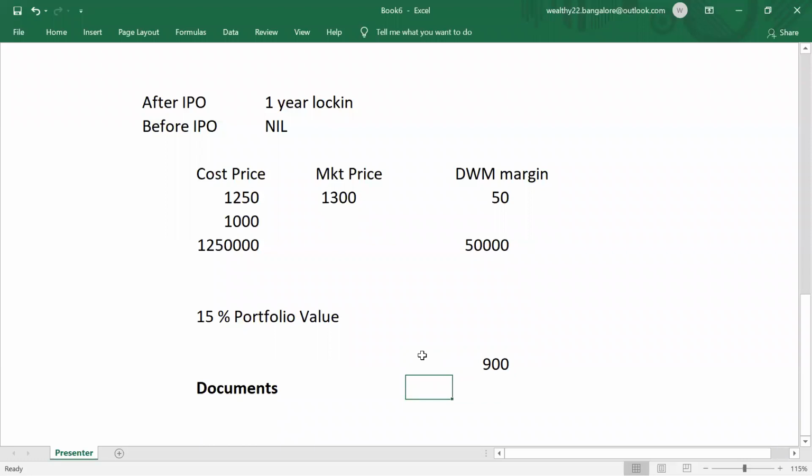So what we did is, if there was another customer, we only did this within Wealthy only. If there was somebody else who had come and wanted to buy it at 1,500, we asked this customer to transfer his shares to this customer. So that's how we did those trades.